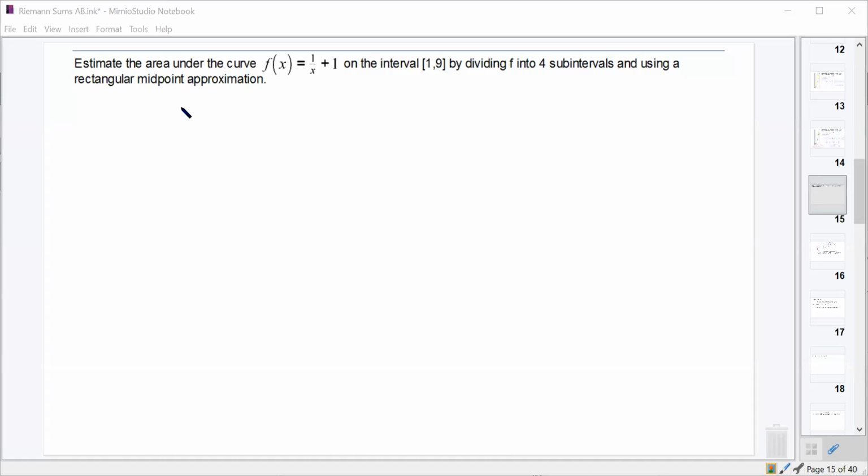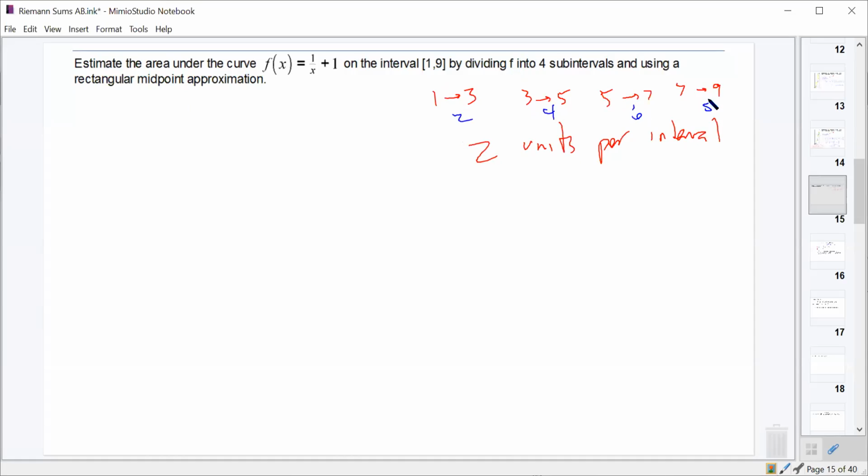All right, so hopefully, just to make sure, we had intervals from 1 to 3, 3 to 5, 5 to 7, and 7 to 9, each of which was 2 units, right? 2 units per interval. And so our midpoints of each one would have been at 2, 4, 6, and 8. The width of each one was 2, so we're going to have 2 times something plus 2 times something plus another 2 times something plus another 2 times something.